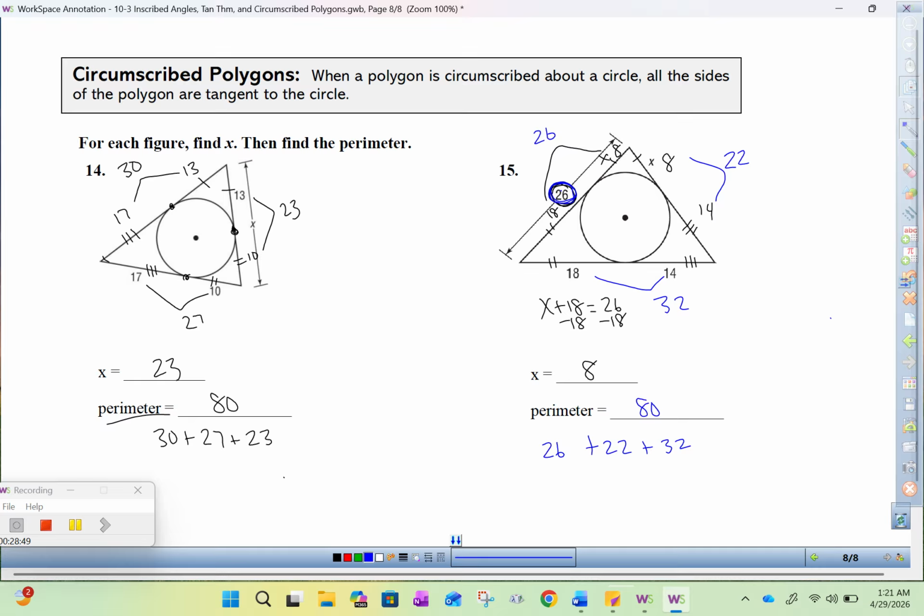Okay. Your homework should look very similar. Please use your notes, work hard for the rest of the period, and get that done.